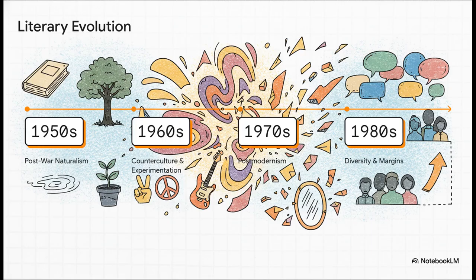We start in the 1950s, a period sometimes called the tranquilized 50s, where authors leaned heavily on post-war naturalism. But as we push into the 1960s, counterculture and wild experimentation take over. Then the 1970s come along and completely shatter the mold with postmodernism, paving the way for the 1980s, where diversity and voices from the margins finally and rightfully take center stage.